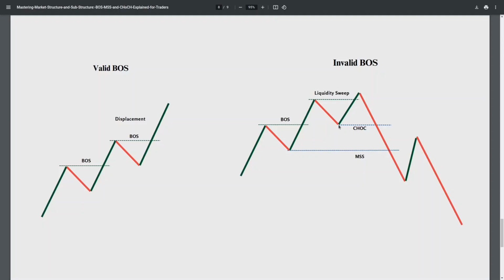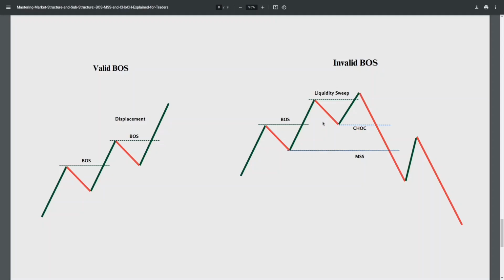Automatically, here, this point still remains. This point cannot be classified as a major key point because it did not break this level. We did not have a valid break of structure here. What we have here is a liquidity sweep. So we did not have a displacement here. This point cannot be regarded as a valid key level. So we still regard this place as a valid key level.